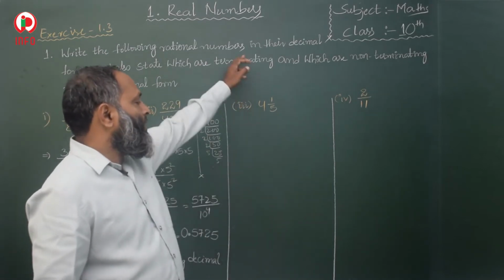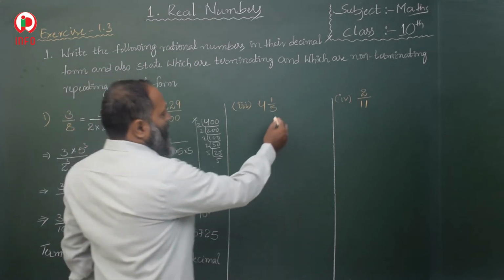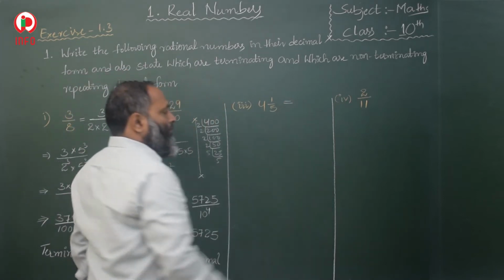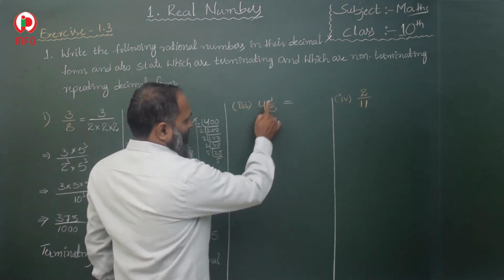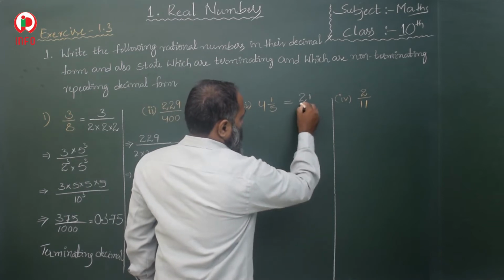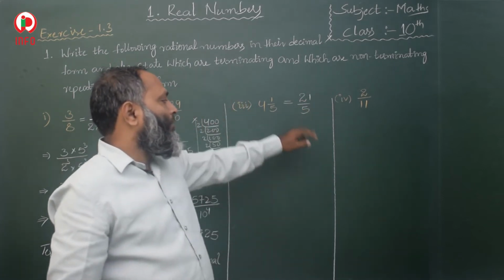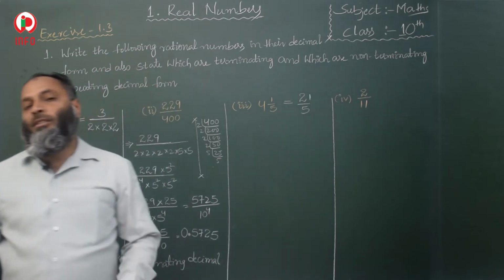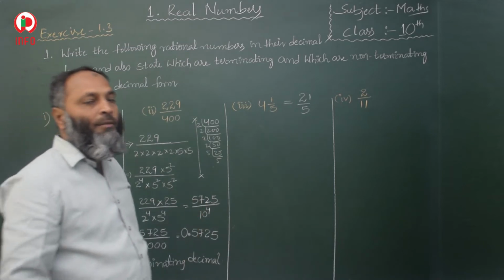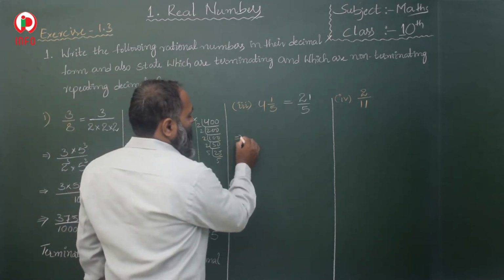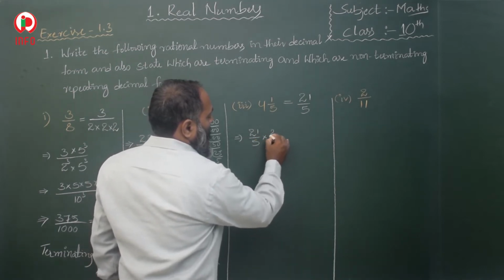Now the next one, 4 1 by 5, a mixed fraction, is given. First, this mixed fraction we should convert into an improper fraction. So 5 fours are 20, 20 plus 1, 21 by 5. In the denominator we have 5. To make it 10, we need a 2. So it means we should multiply numerator and denominator by 2. So that is 21 by 5 into 2 by 2.